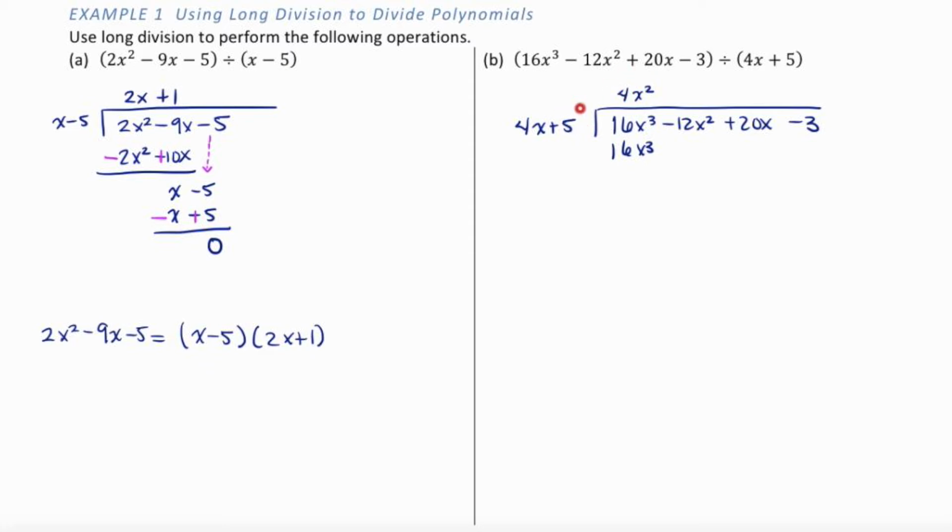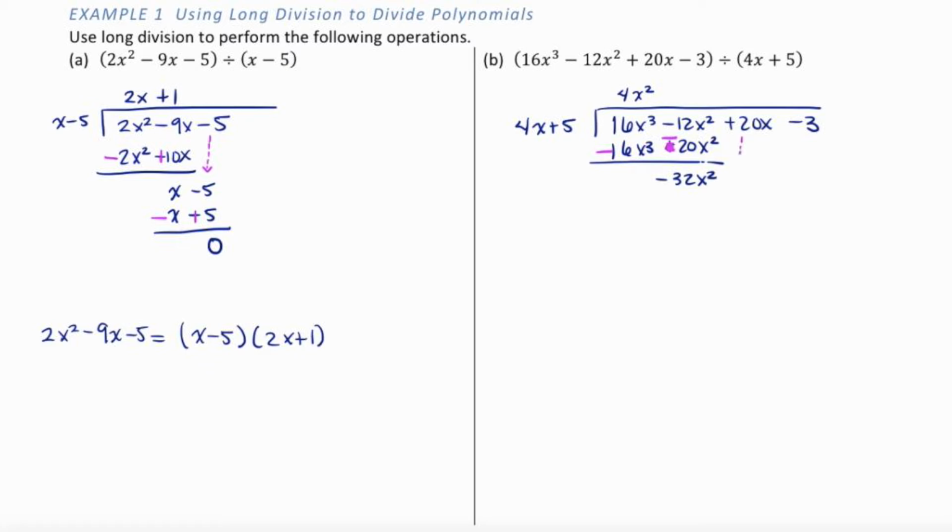Then 4x squared times 5 is positive 20x squared. Now let's go ahead and change both our signs. This first term is positive, so it becomes a negative. This second term is positive, so it also becomes a negative. Negative 16x cubed plus 16x cubed is 0. Negative 12x squared minus 20x squared is negative 32x squared.